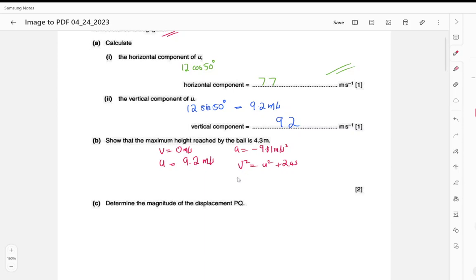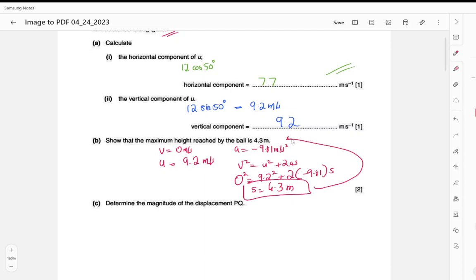भाई v square जो है वो पहले हमें पता है फाइनल वेलोसिटी 0 है, तो इसका मतलब 0 स्क्वायर इनिशियल कितना है 9.2 है, स्क्वायर है प्लस 2 टाइम्स acceleration is minus 9.81 and s is the height that we need to find out. So कैलकुलेटर में डालेंगे ऑटोमेटिकली पॉजिटिव आ जाएगा. 9.2 का स्क्वायर डिवाइडेड बाय ब्रैकेट्स में 2 multiplied by 9.81 and that gives me a value of, s is equal to 4.3 meters. Proved हो गया भाई ये. This is proved. Let's move on to the next part.